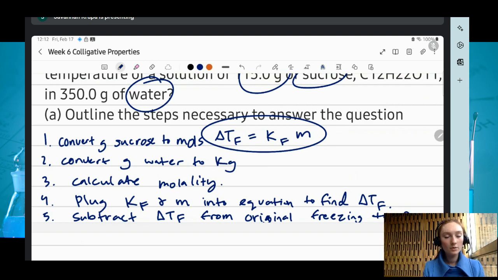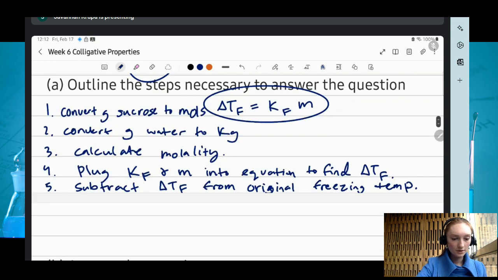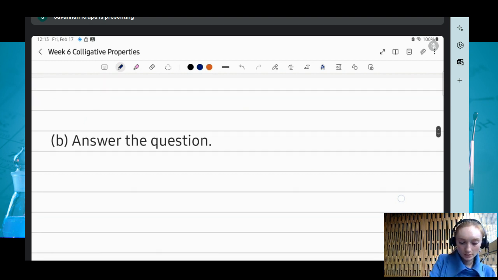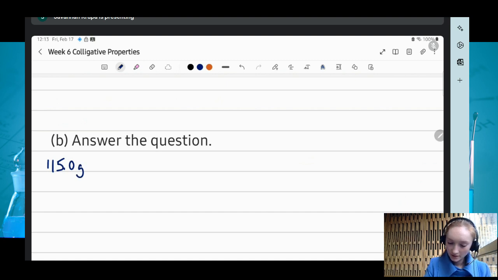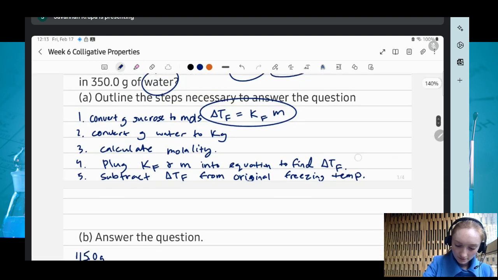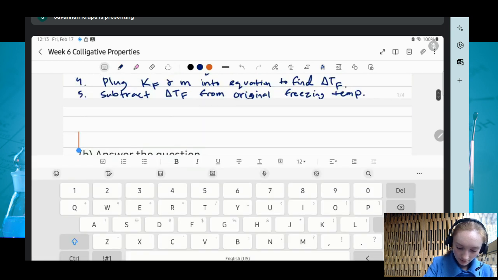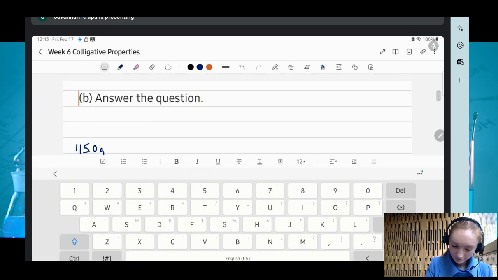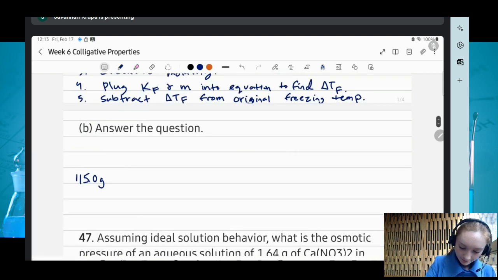Okay, so now all we have to do is do all of those steps. So let's start with step 1. We need to convert the grams of sucrose to moles. So we started with 115.0 grams. And if you still need those steps, I'll leave them up here so you can look at them. There you go.